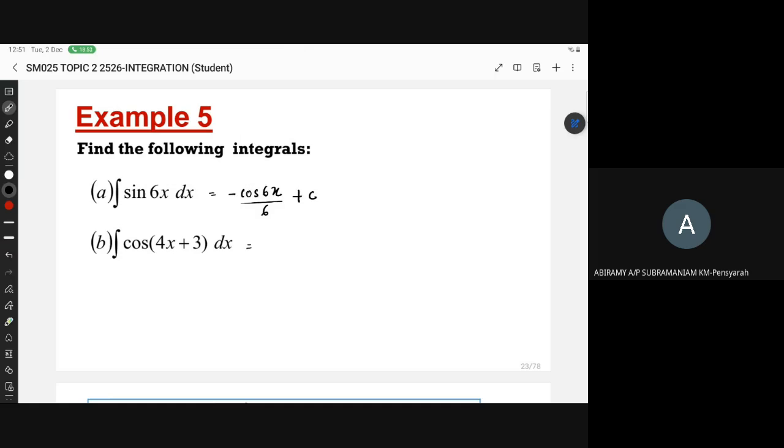Next we are going to see what happens when we integrate cos of 4x plus 3. Integrate cos, we will be getting sine of 4x plus 3 divided by 4, and plus c. Integrate cos is sine, and do not forget to divide by differentiation of the function.